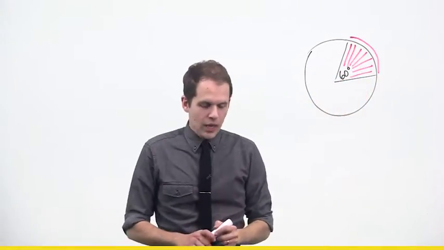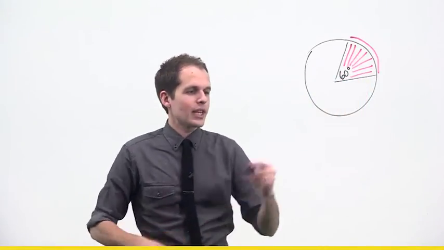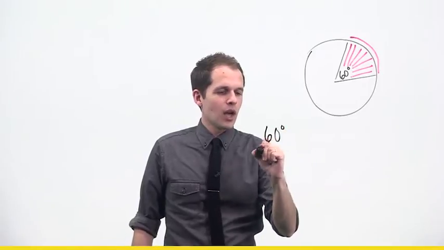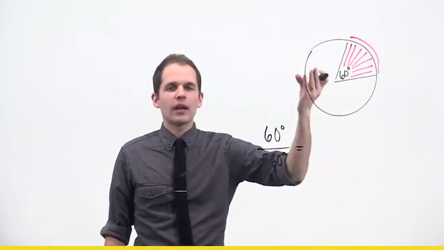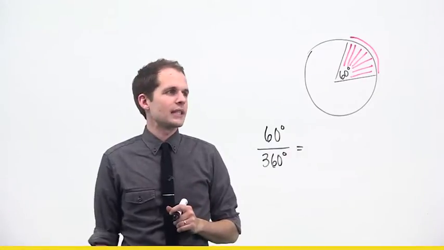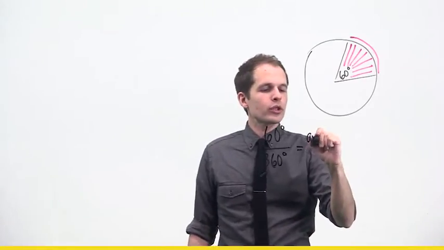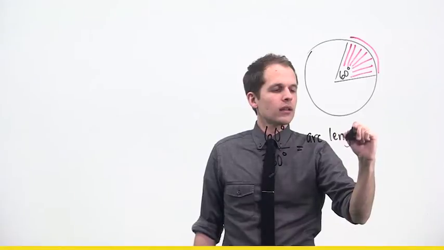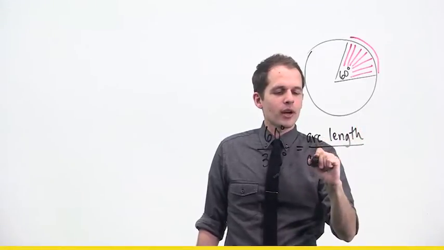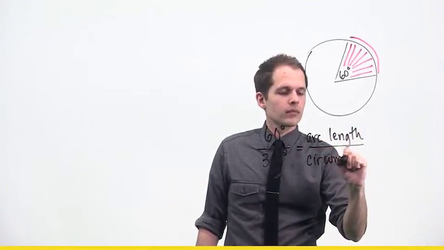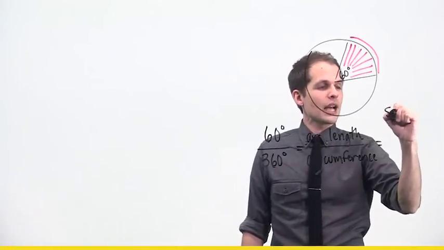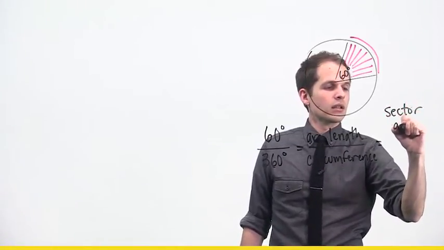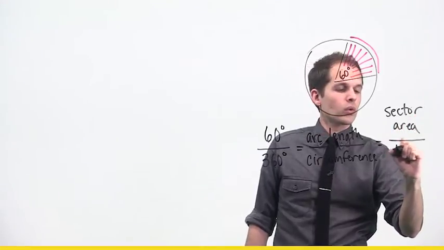So if we were to write out the formula, we would just take the central angle of 60 over the sum of all the angles on the inside of a circle. It's always 360. And say that that's in proportion to the arc length divided by the circumference. And both of these are in proportion to this sector area over the total area.